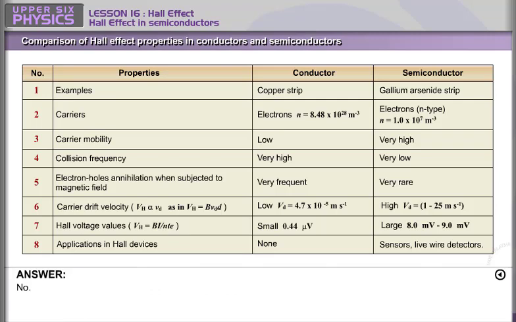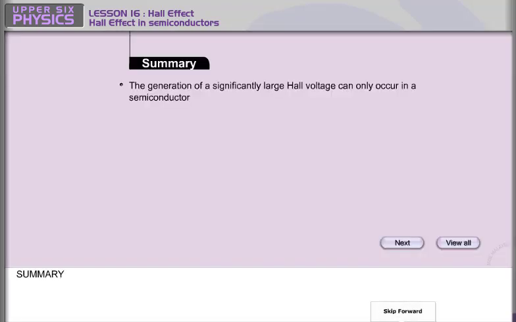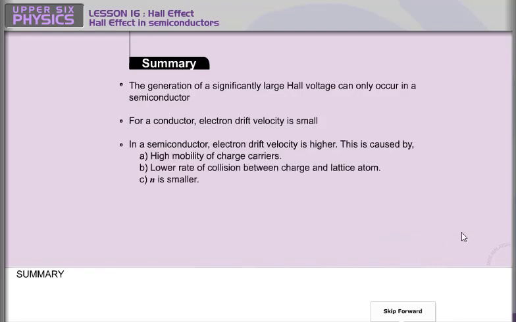Answer: no. Summary: the generation of a significantly large Hall voltage can only occur in a semiconductor. For a conductor, electron drift velocity is small. In a semiconductor, electron drift velocity is higher.